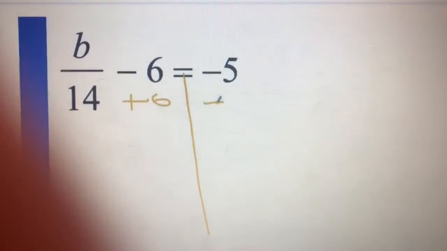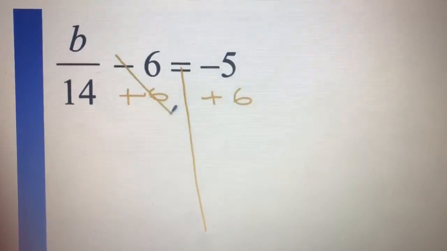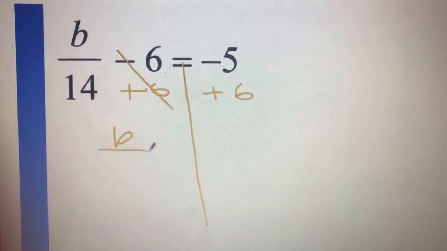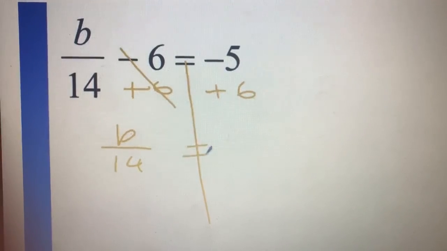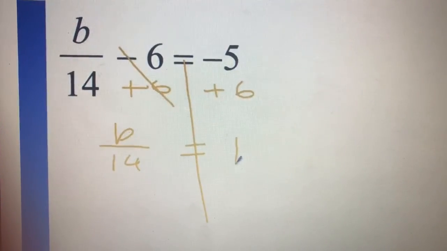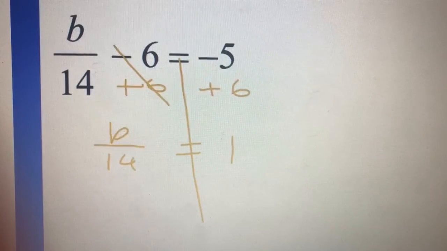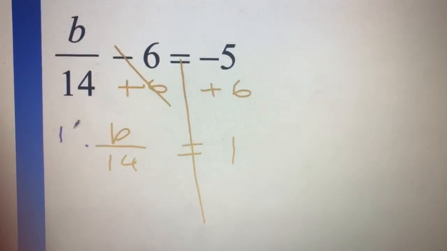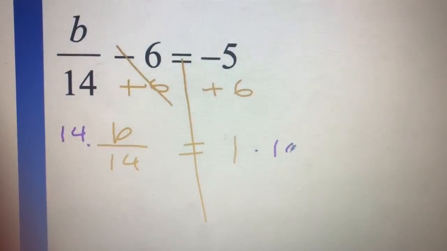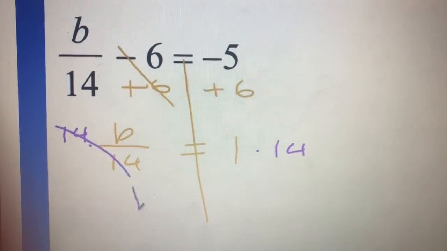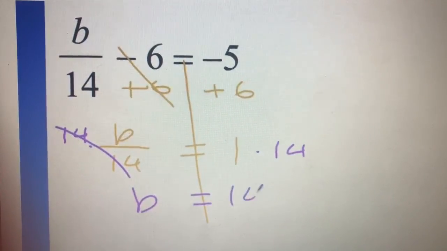Plus 6 on both sides. And then last, you multiply by 14 on both sides. So this one is gone. B equals 14.